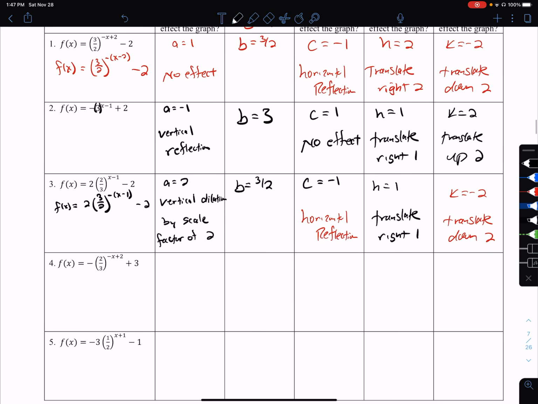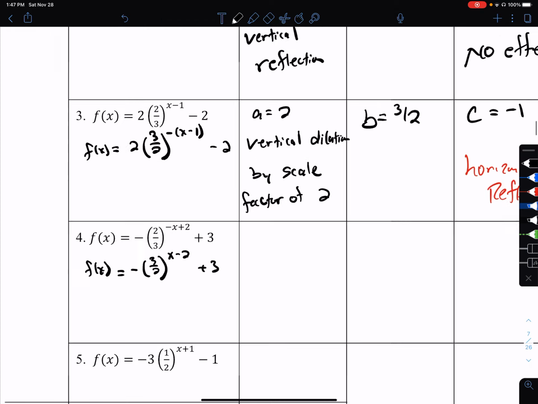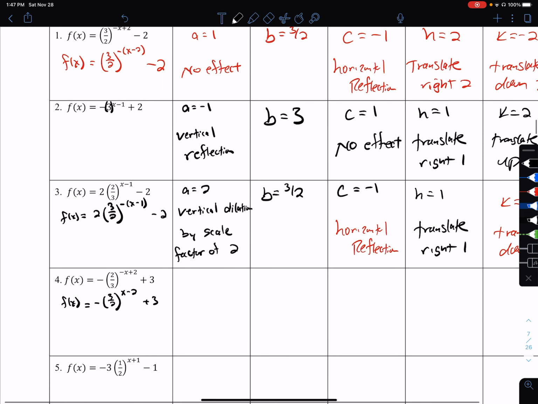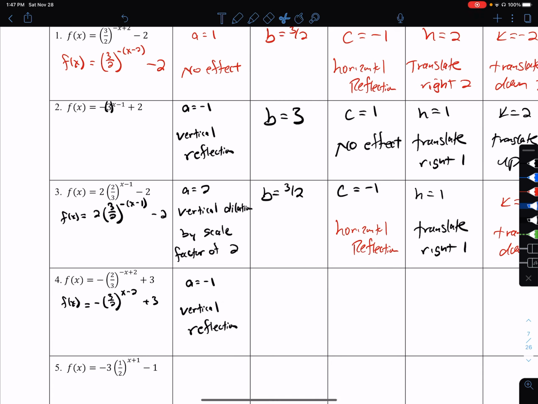All right, number 4, we've got 2 problems. B has to be bigger than 1, and the coefficient of x has to be 1 as well. So to fix this, I'm going to reciprocate. I'm going to multiply the exponent by negative 1. That fixes my problem. So A in this case is a negative 1. It's going to cause a vertical reflection. Or if A was a negative 2, it would be a vertical reflection, and it would be stretched vertically by 2 as well.